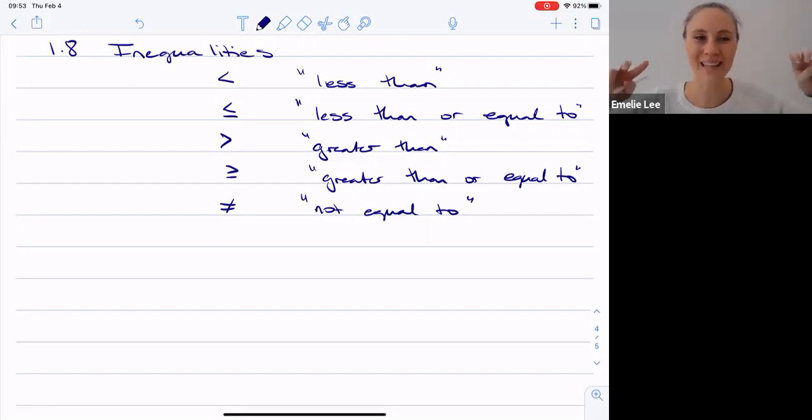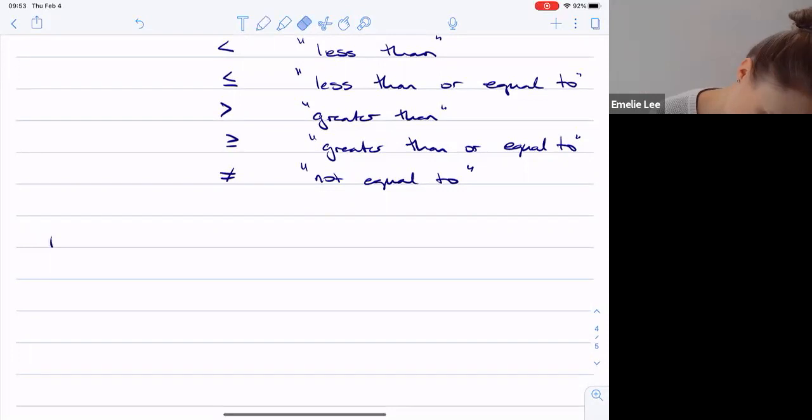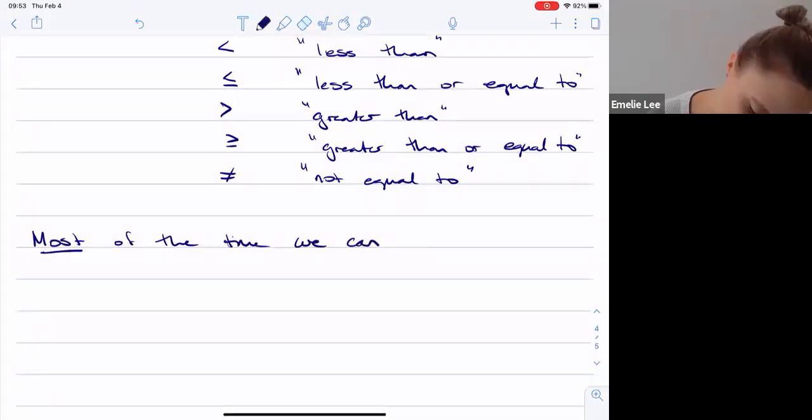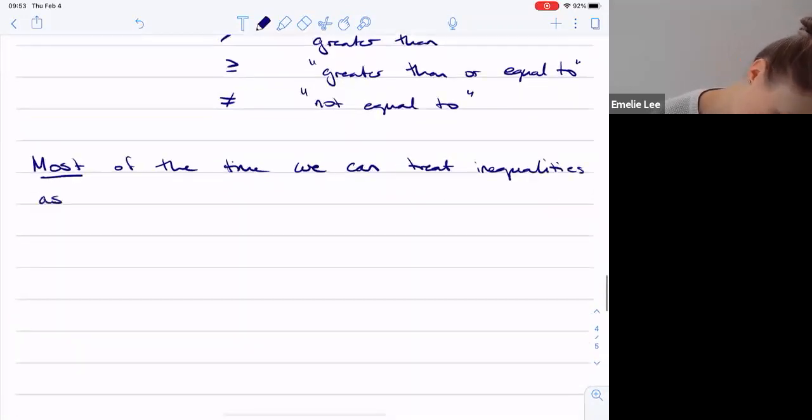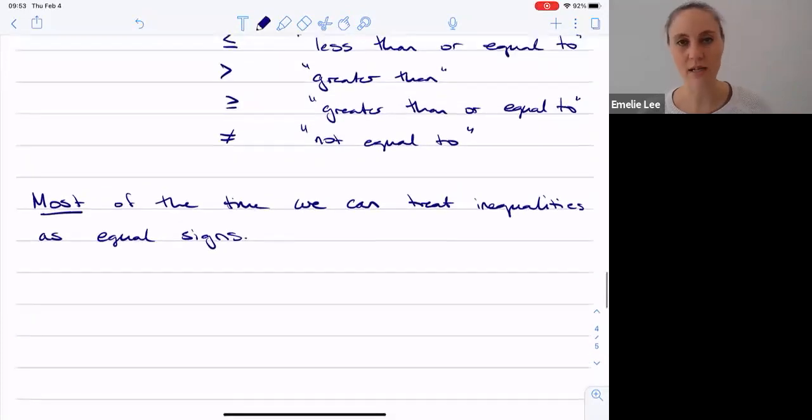Now for doing math with inequalities, most of the time you can just treat them as equal signs, okay? So most of the time, we can treat inequalities as equal signs. We can move stuff around, we can subtract something from both sides, and the inequality would stay the same. However, and I'll put this maybe in pink, it's less glaring than red maybe. So most of the time, we can just treat these inequalities as if they're equal signs.